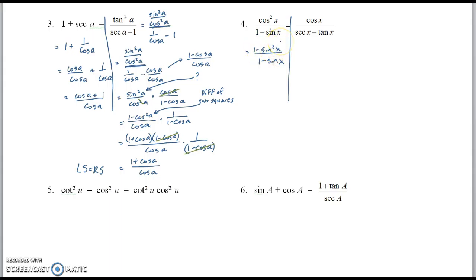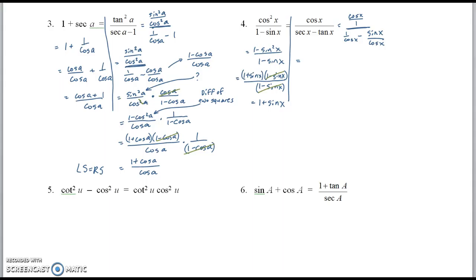However, I have the difference of two squares up on top there, which is going to allow me to turn it into 1 plus sine x, 1 minus sine x. The 1 minus sine x's are going to cancel, and then we're going to be left with just 1 plus sine x in the bottom. Looking pretty good. On the right-hand side, we're going to have a complex fraction on the bottom. So let's put the cos x over 1 right away. And the secant is 1 over cos. The tan is sine over cos.